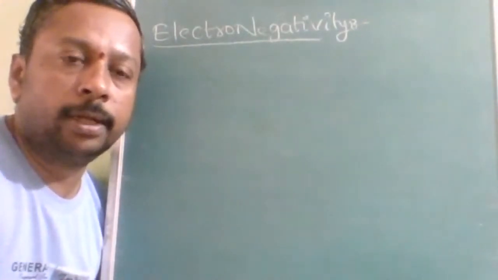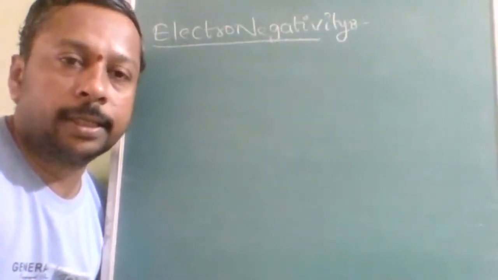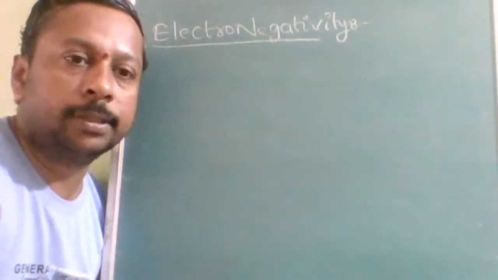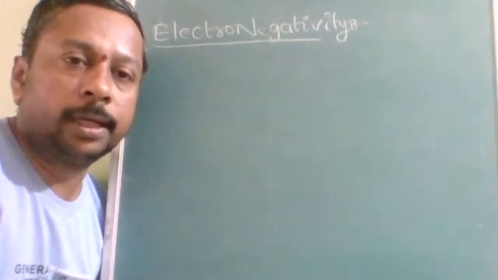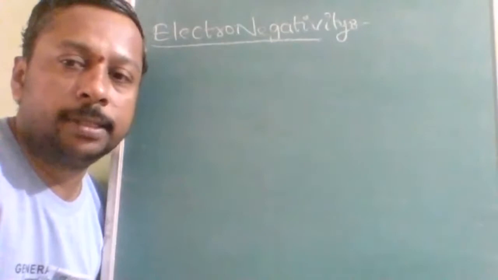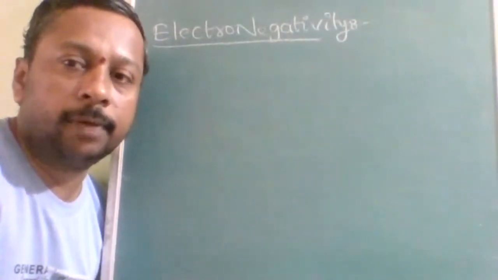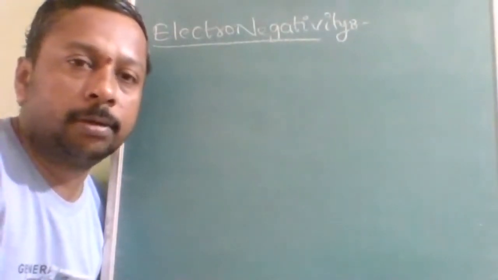Understood? And in electronegativity, there are scales, like the pH scale we study in ionic equilibrium. There are three types of scales for measuring electronegativity. Why scale? Why not other? That also I will tell you.